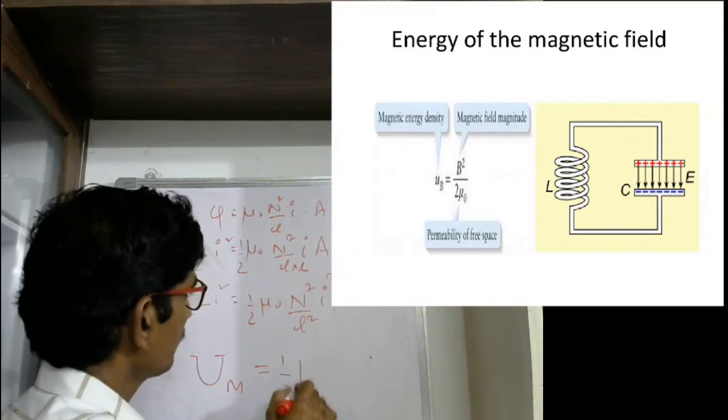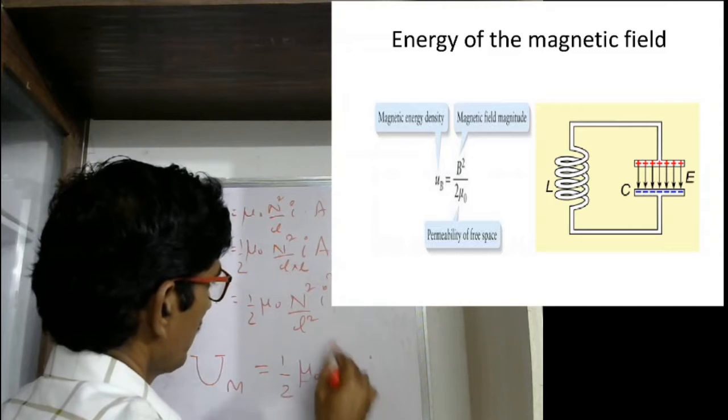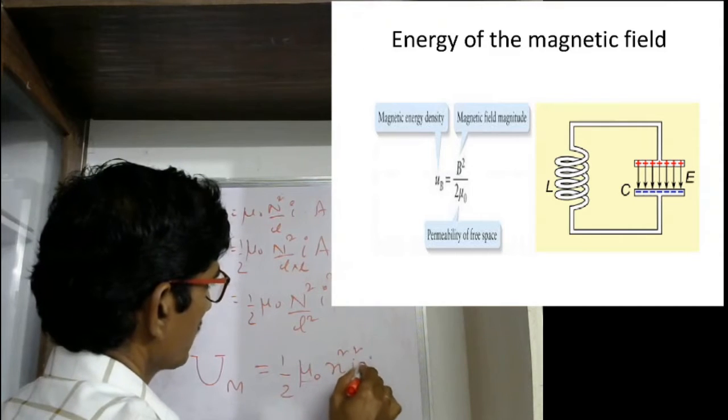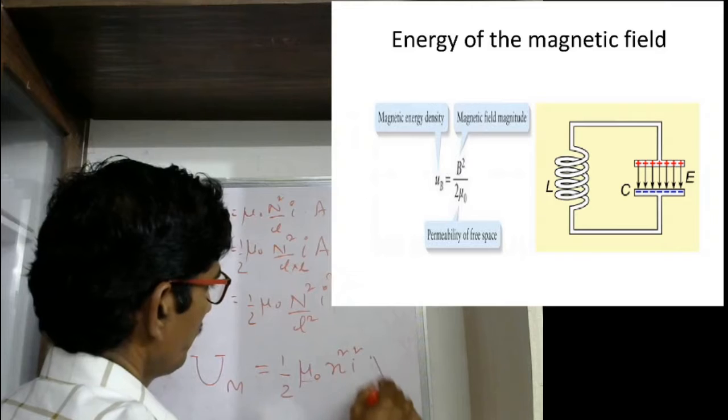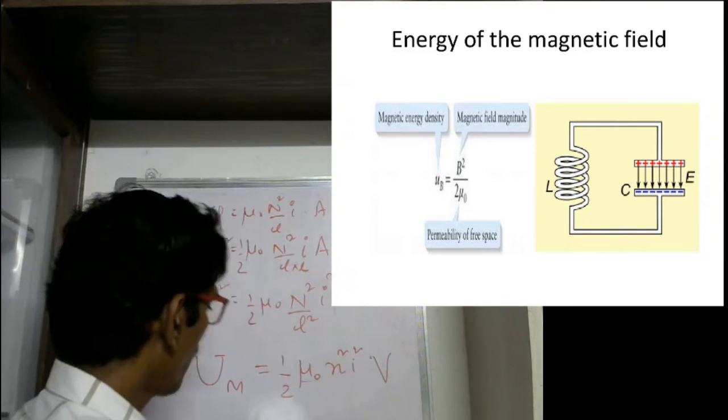Half of mu naught, small n square I square into V. A into L, area into length, is equal to volume.